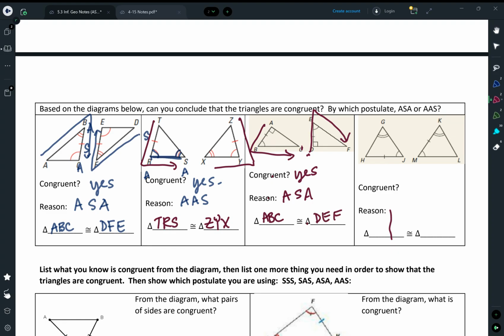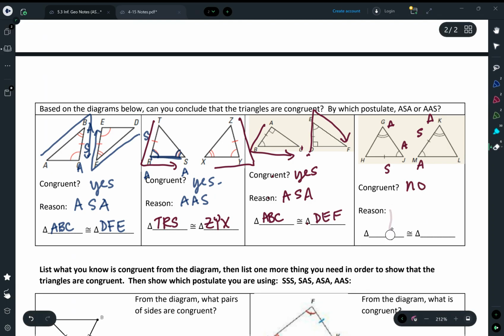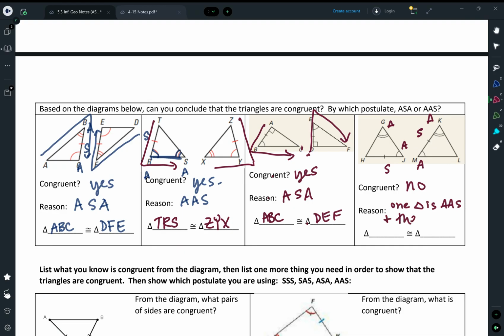And for the last one, let's see, what do we have? Do we have angle, side, angle, or angle, angle, side? So here I have an angle and then a side. But on the other one, I have an angle and then a side and the angle. So they're not the same. They're not in the same order. So my answer is going to be no. And the reason is one triangle is angle, angle, side, and the other is angle, side, angle. So not the same thing.